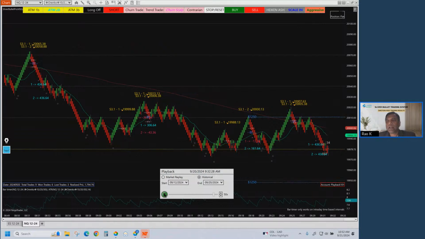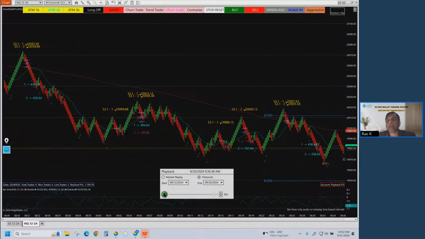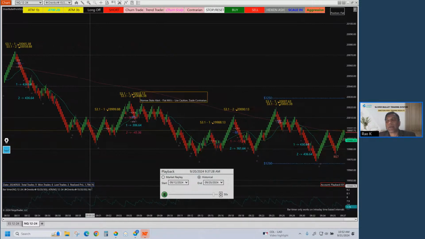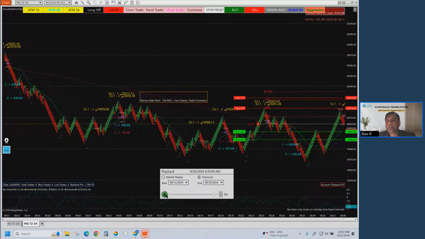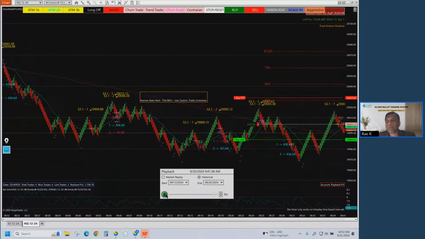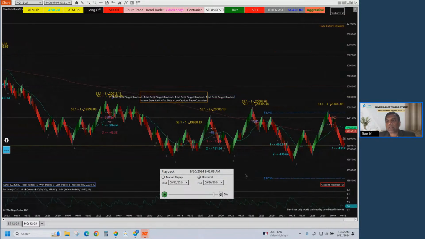At this moment, ideally, I should stop. I should not be too greedy. If I'm aiming for $2,000, if I reach about $1,800, I should stop. But it's a demo. Order filled. Target filled. Target filled. All right. So this trade was also good. $400 again. Trade buttons disabled. The software stopped. The message is displaying total profit target reached.